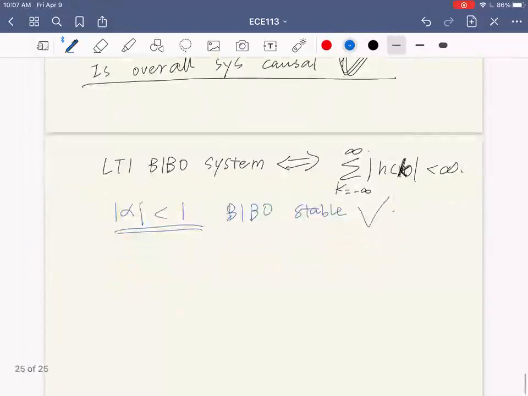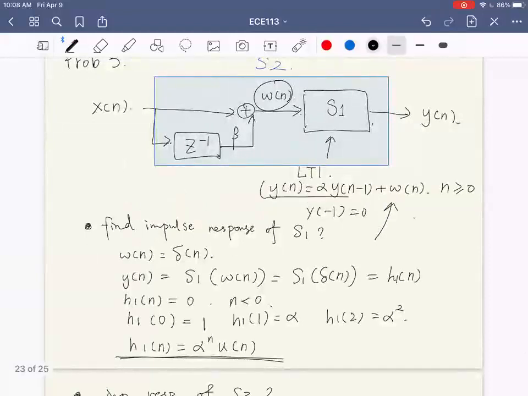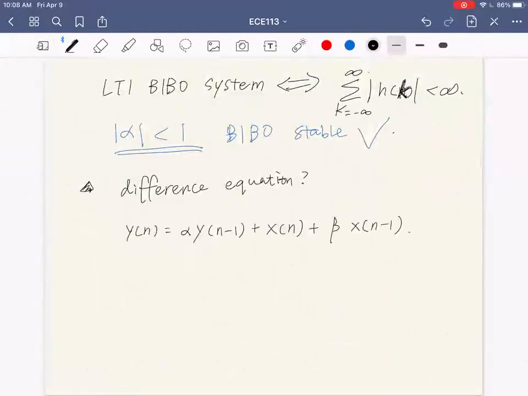And one last thing about this question is how to express this system in a difference equation. I would say that it is simpler than you may think. We have the equation here for S1, and we just need to express W of n in terms of x of n, and then we can get the difference equation of the whole system. So W of n equals x of n plus beta x of n minus 1. So our difference equation is done.